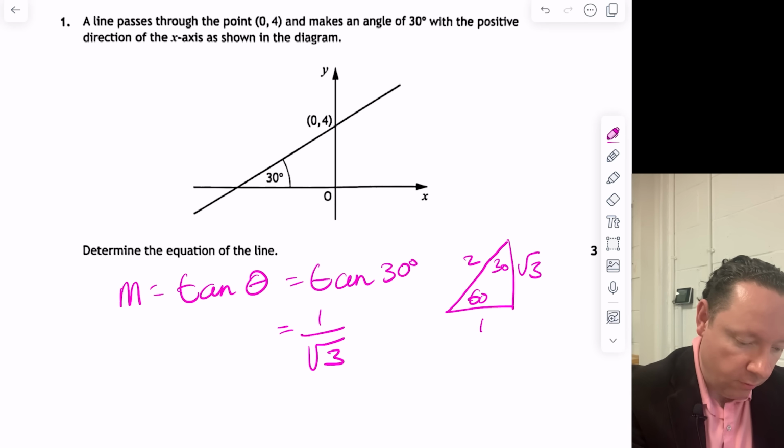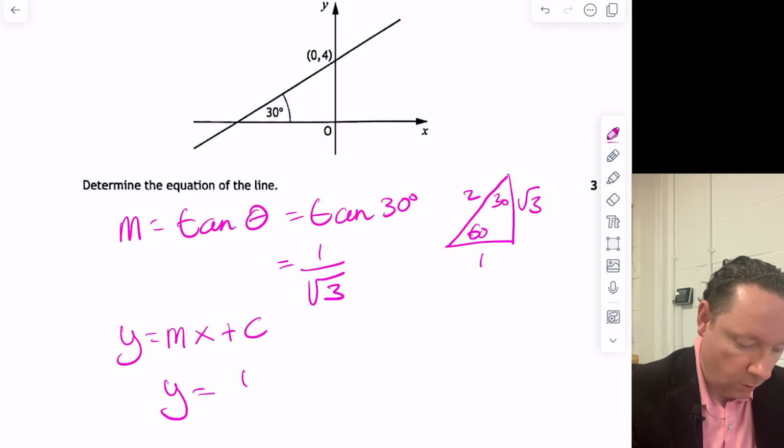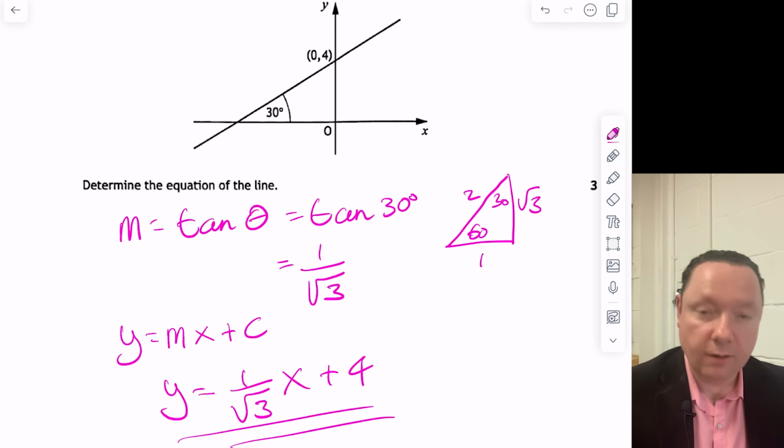So now I've got the point on the y-axis, so I can just use y equals mx plus c, because I've got c is 4. So y equals 1 over root 3 x plus 4. And we're done there for question 1.